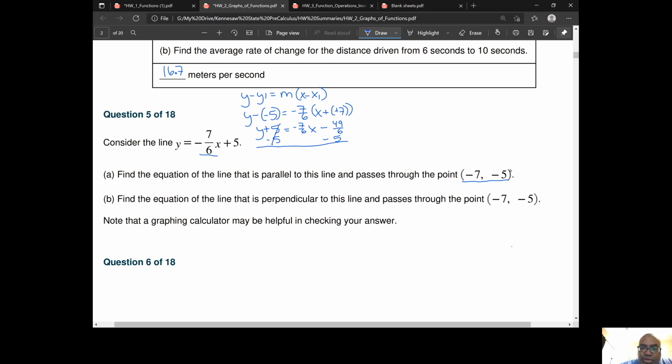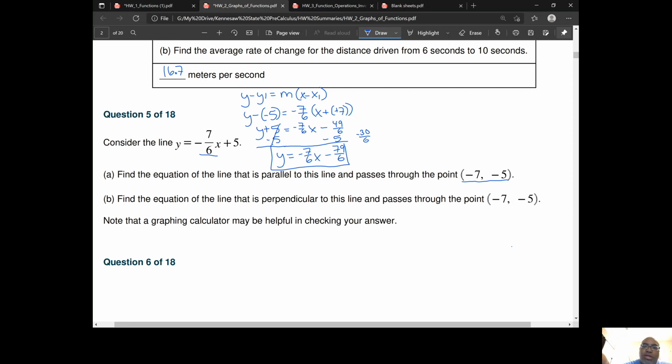And 5 is equal to -30 over 6, because 30 divided by 6 is 5. So we get y equal to -7/6 x, and then -49 plus -30, or -49 minus 30, which is -79 over 6. And this is the equation of the line parallel that passes through that point.